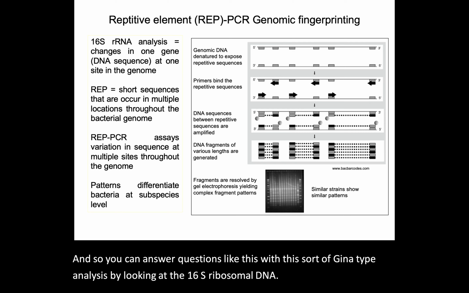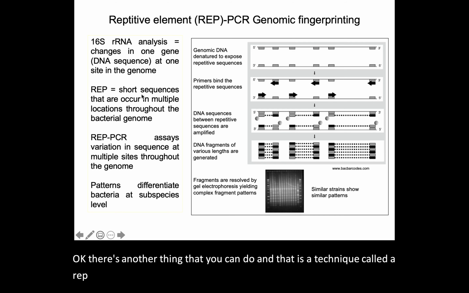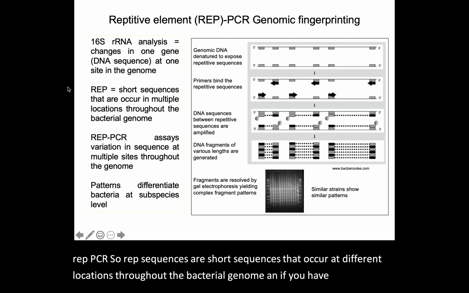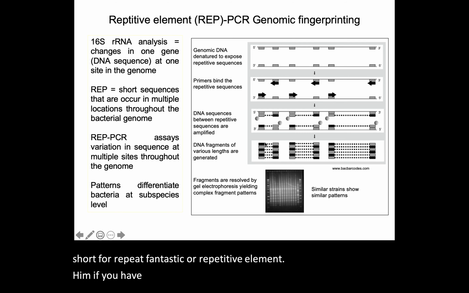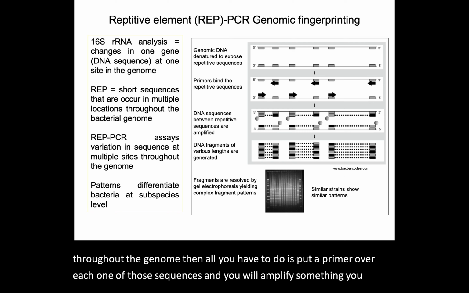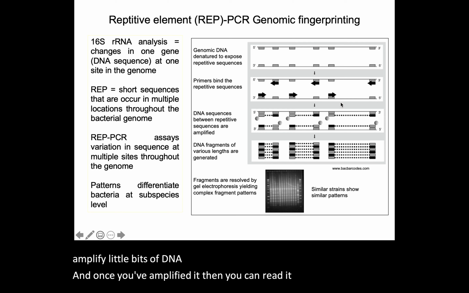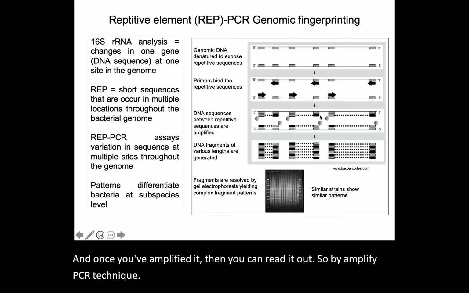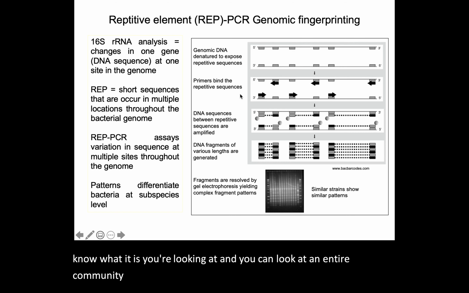Okay, there's another thing that you can do, and that is a technique called a rep-PCR. So rep sequences are short sequences that occur at different locations throughout the bacterial genome. Rep is short for repeat, or repetitive element. If you have a sequence that you know and a sequence that's repeated throughout the genome, then all you have to do is put a primer over each one of those sequences and you will amplify something. You will amplify little bits of DNA. And once you've amplified it, then you can read it out. By amplify, I mean PCR technique. But the nice thing with this rep PCR is that you don't actually have to know what it is you're looking at, and you can look at an entire community at one time. Develop a thing called a genomic footprint.